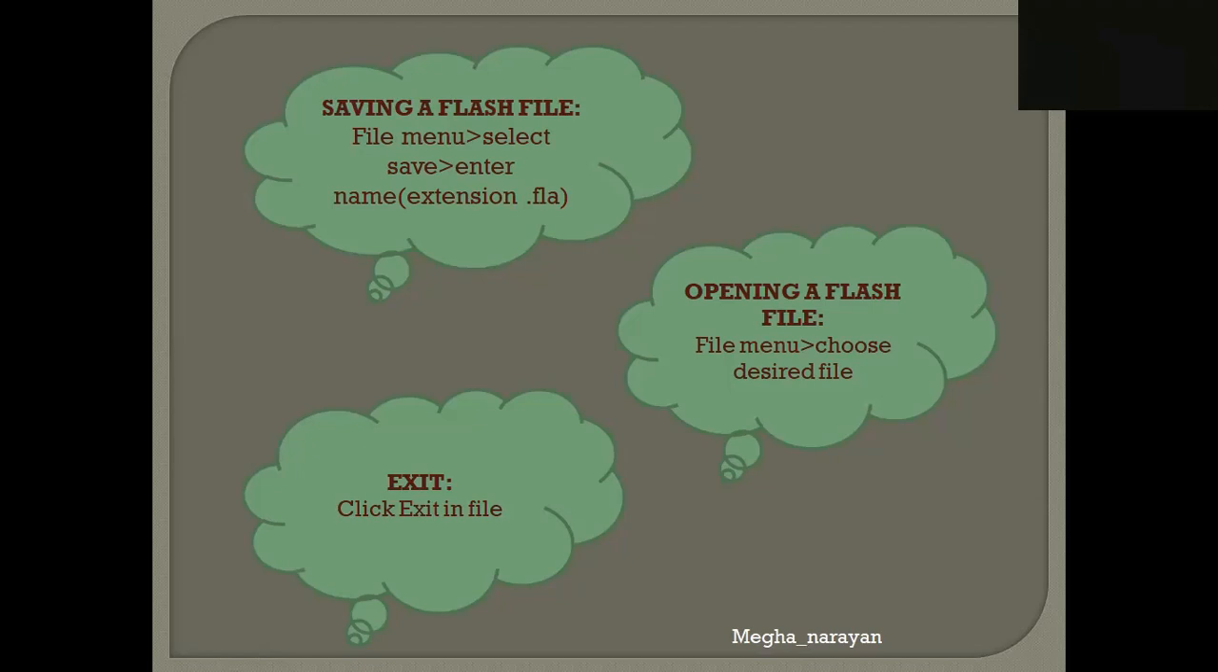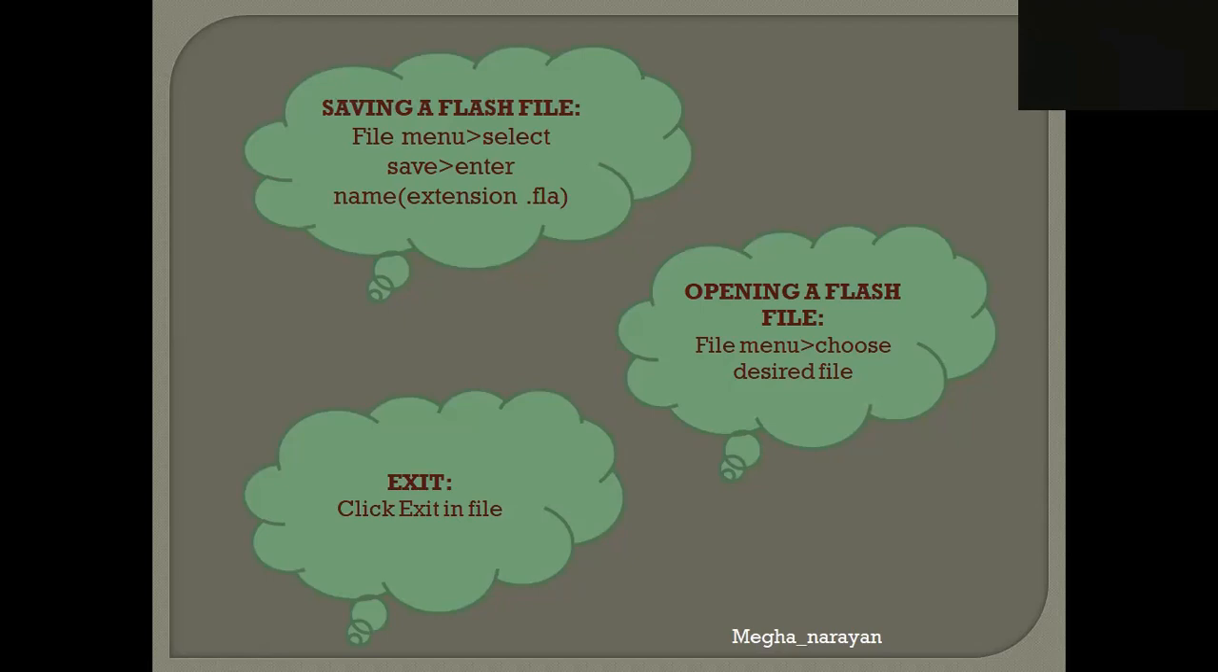That means if you want to save your file named XYZ, what will you write? We will write it like XYZ.fla. Right? So in this way we will be writing the name of the file. The extension is .fla, which shows it is a Flash file.